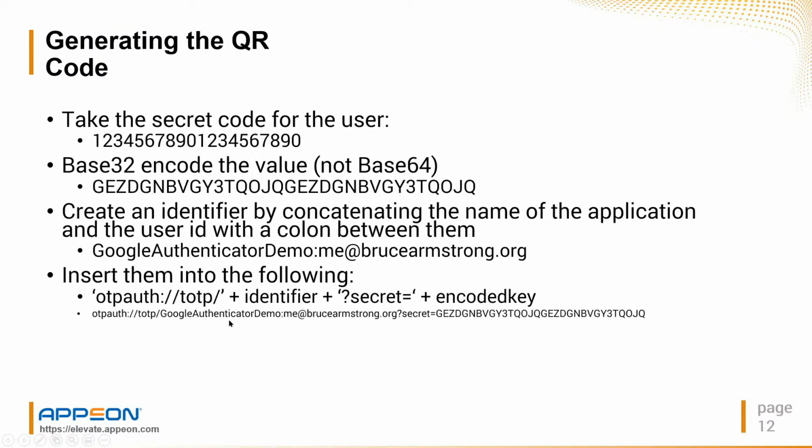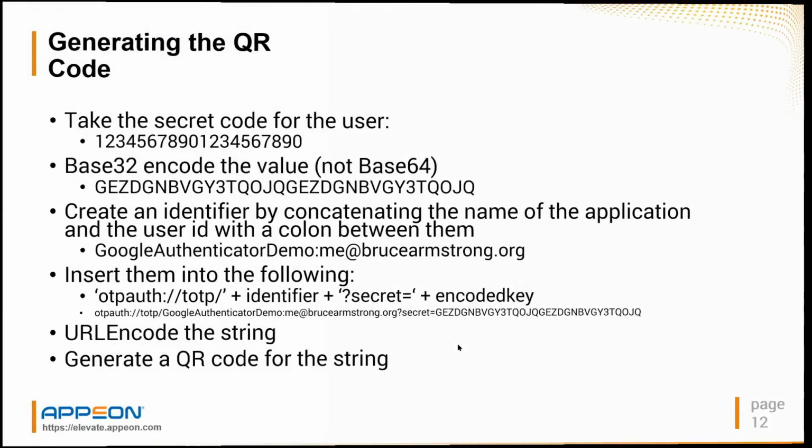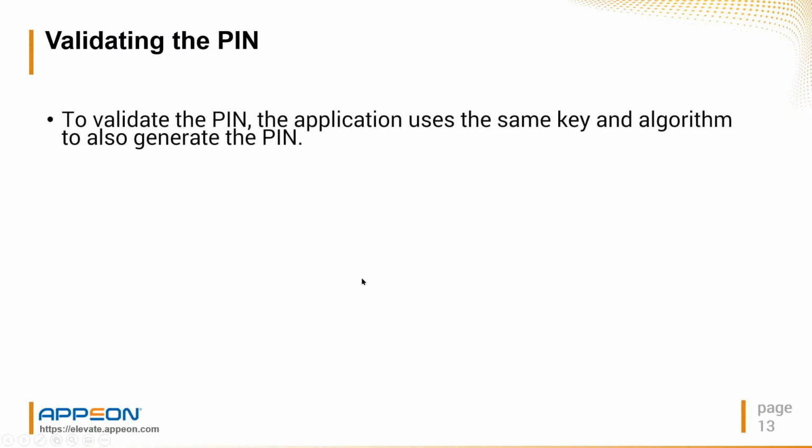And this is the string that Google Authenticator wants to get to register the app. So what we're going to do with that string is URL encode it, and then generate a QR code. And so that's where that QR code came from in that sample app. That's the QR code we generated for this string right here. Okay, so now it's time to validate the PIN. What we're going to do when we validate the PIN is do the same thing Google's doing to come up with that PIN value.